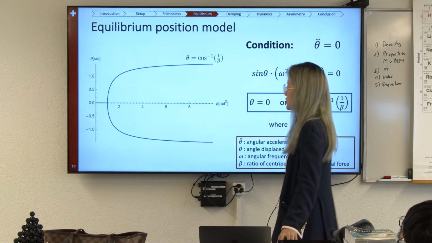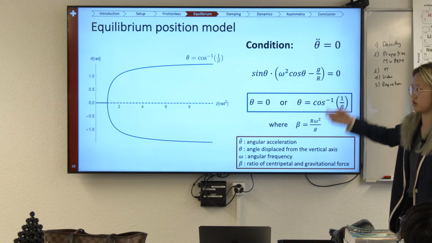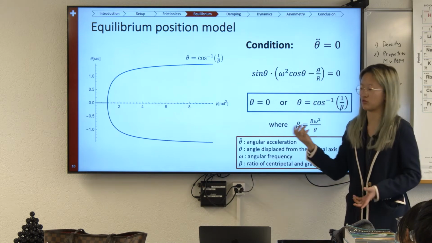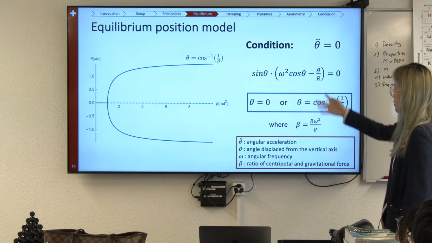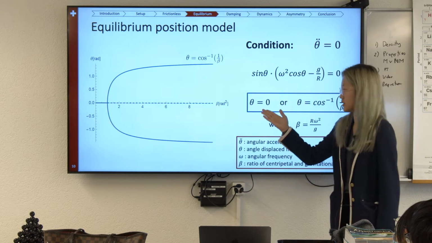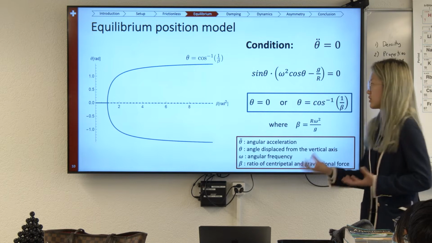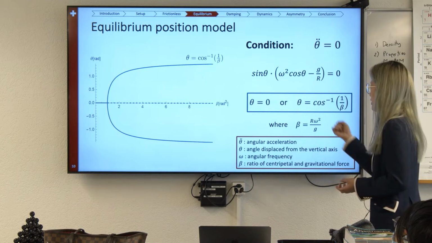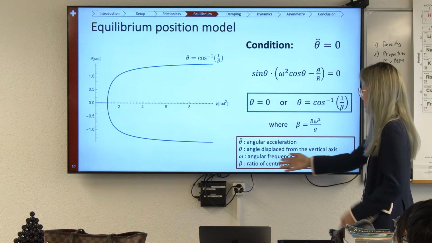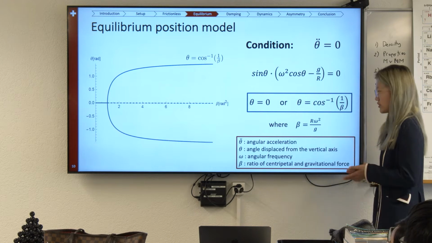When the bead reaches an equilibrium position, the net force equals 0, because according to Newton's law, if it doesn't move, there is no net force. From this equation, we have 2 solutions. Either theta equals 0, which makes sense, because if it's at the origin, then the bead doesn't have any angular momentum and it will just stay there. Or theta equals arccos of 1 over beta, where beta represents the ratio between the centripetal force and the gravitational force.